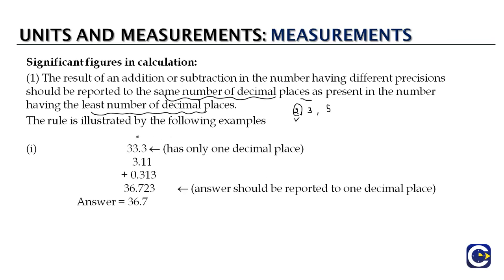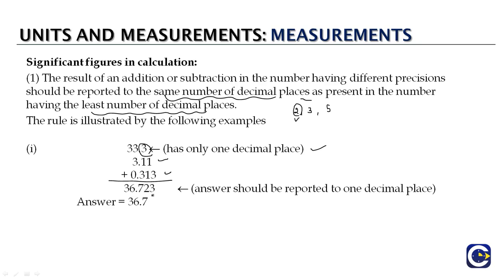Let us say we are adding 33.3 with 3.11 and 0.313. Here this has 1 decimal place, this has 2 decimal places, and this has 3 decimal places. But as we just saw, the result must have the same number of decimal places as the number with the least decimals, which is 33.3, with only 1 decimal place. When we are adding these numbers, we'll simply add them. The rounding off will not happen before the addition. So first we'll simply add them, and the result is 36.723.